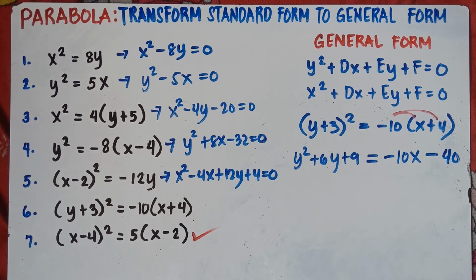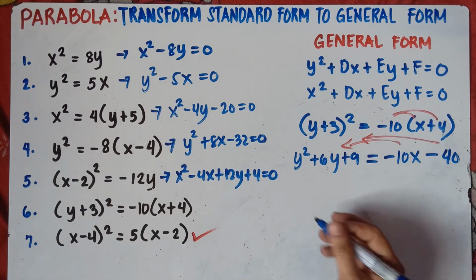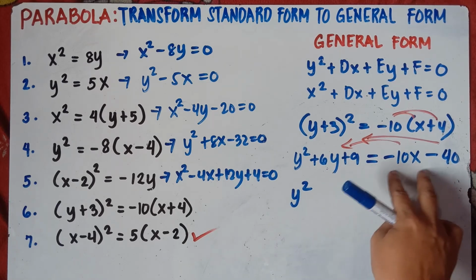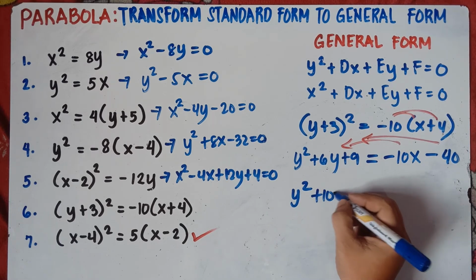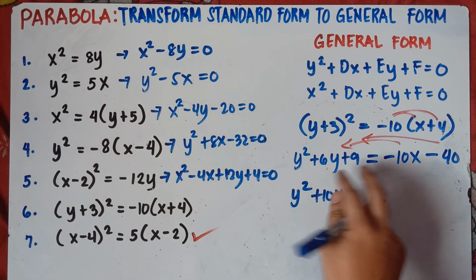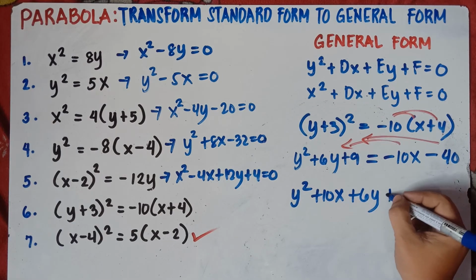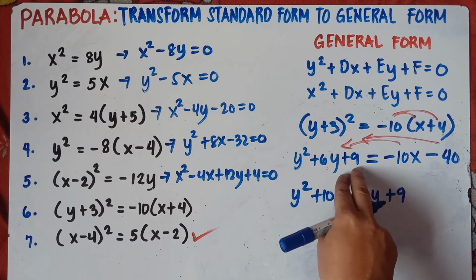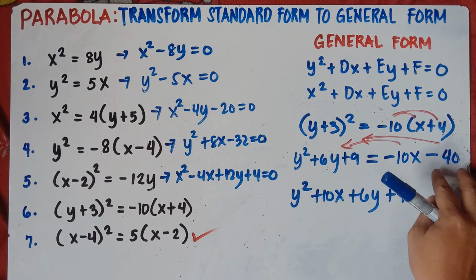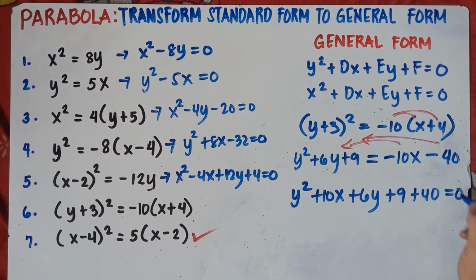So you transpose this one, okay, from right to left. So this will be, copy y squared. Then x comes first before y. So this is negative 10x, it will be positive 10x. Alright, and then the y. So plus positive 6y. Then this is 9, positive 9. Once again, do not change the sign of 9, class, because 9 is already on the left side of this equal sign. You transpose 40, this is negative 40, it will be positive 40, then equals 0.